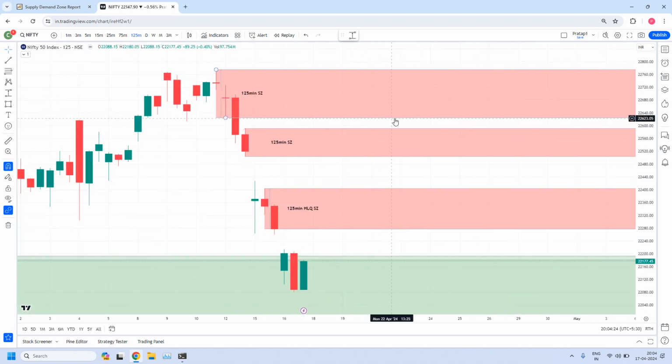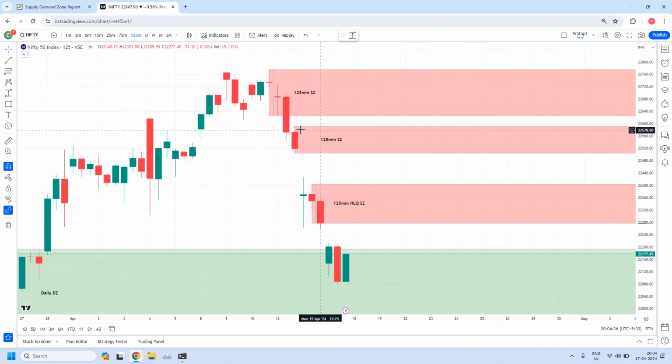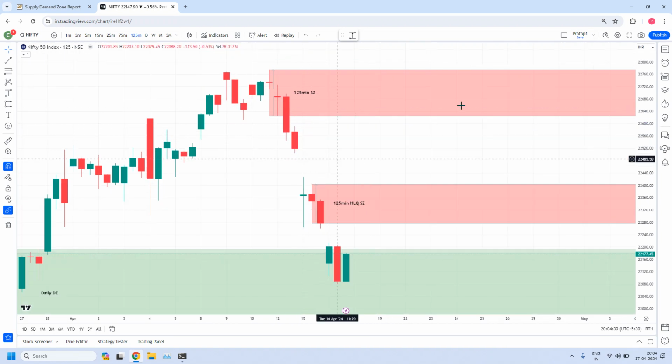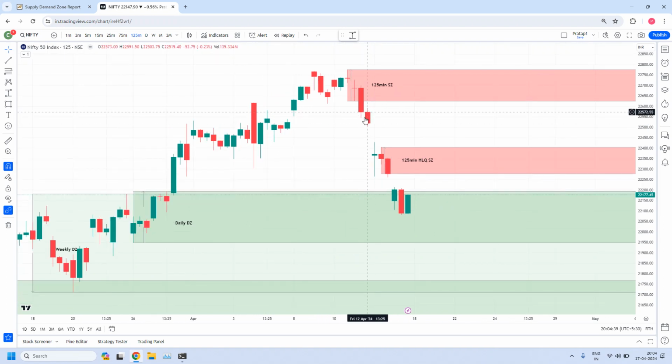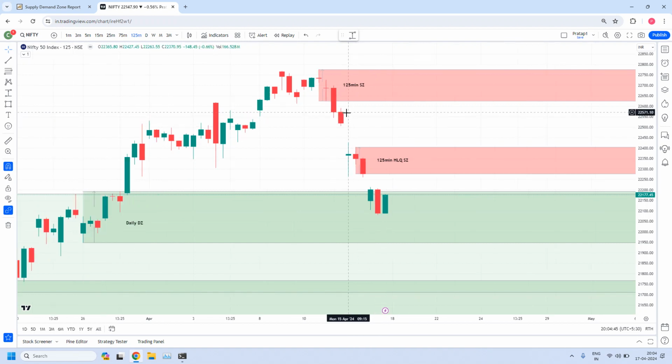Oh yeah, I understood why it is not recognized as a supply zone. Let me delete this. Because the minimum, see here, the computer might have considered this as a medium size leg candle, not the base candle, because the body is more than 50%.